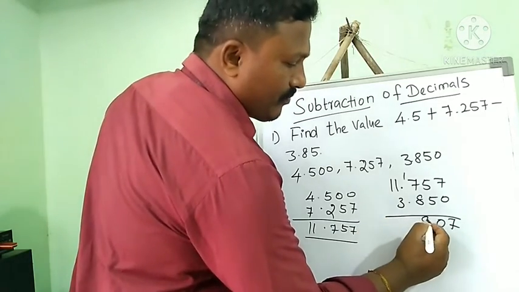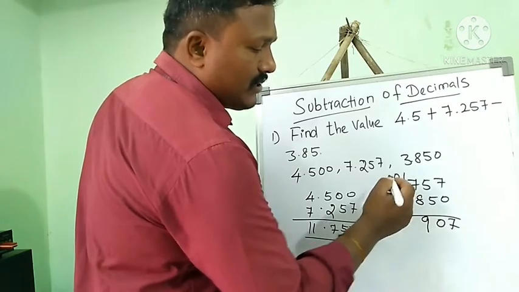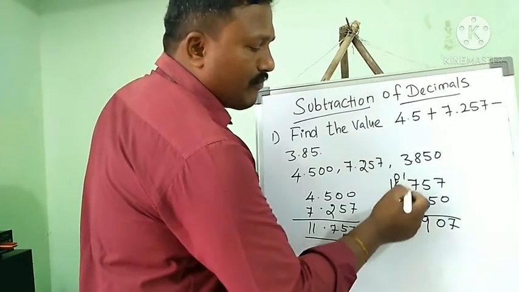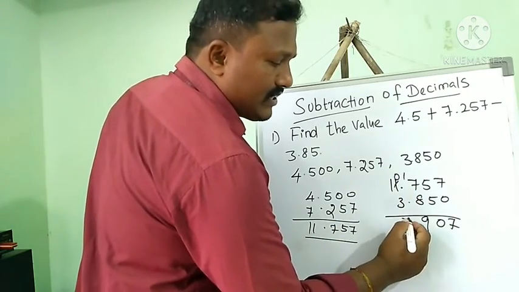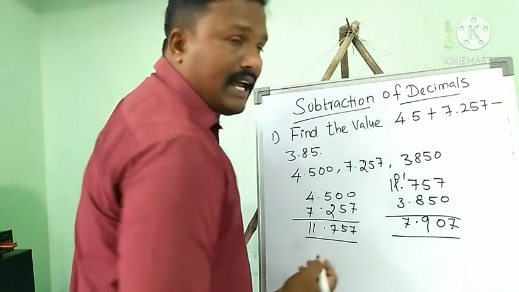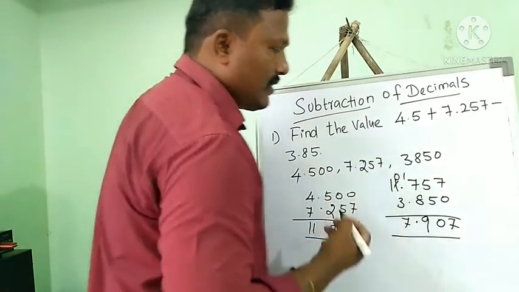So 9. Okay. So already we subtracted here, 0 is there. So 0 means we can't subtract. So what I will do, we have to borrow 1 from here. So 10. 10 minus 3 you can get 7. Here there is no number, so as it is. So 7.907 is the difference, this is the answer of this question.